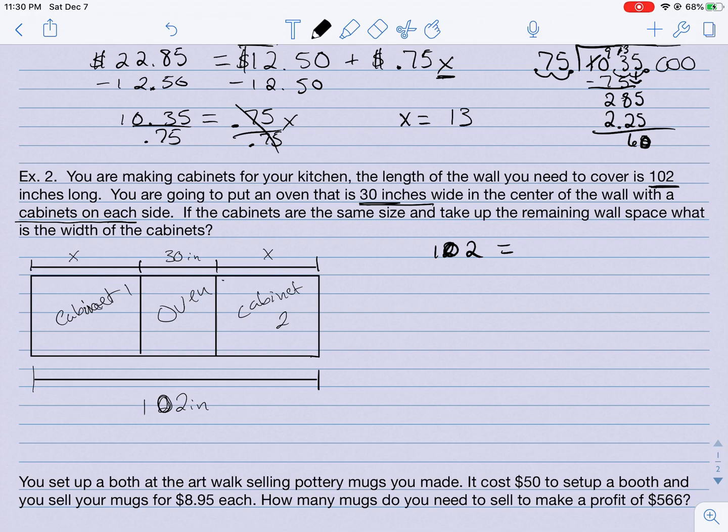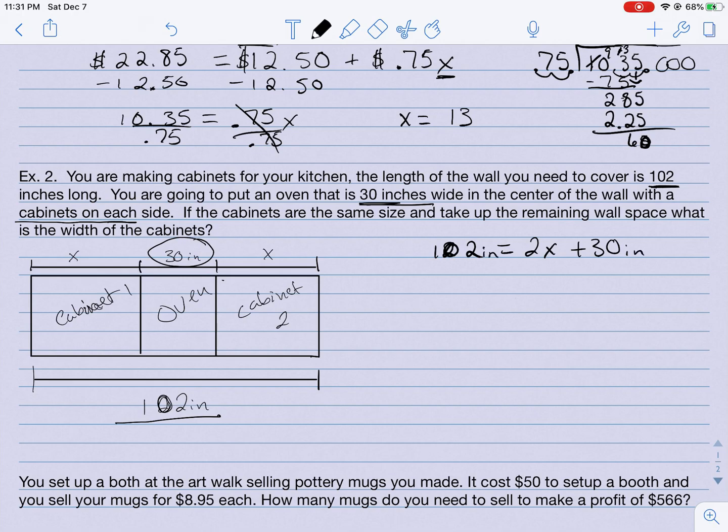So on the bottom here, the total length is 102 inches. I've got my oven right here at 30 inches, and then I have 2 cabinets that are the same length. We don't know what those are, so those are our x's, or those are our variables. So now we know that 102 inches is going to be filled by 2 x's plus 30 inches.